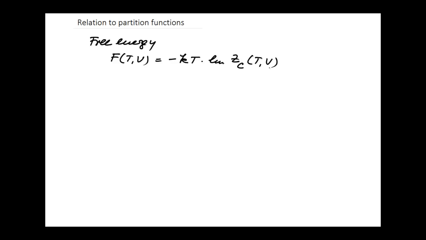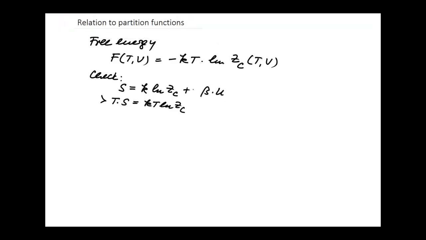Some of the thermodynamic potentials are related to partition functions. For example, the free energy as a function of temperature and volume equals minus kT times the log of the canonical partition function. You can see that by considering the entropy. We know from our general framework that the entropy in the canonical ensemble is given by Boltzmann's constant times log of the canonical partition function plus beta times internal energy. When you multiply this with temperature, then you find that temperature times entropy equals kT log of the canonical partition function.